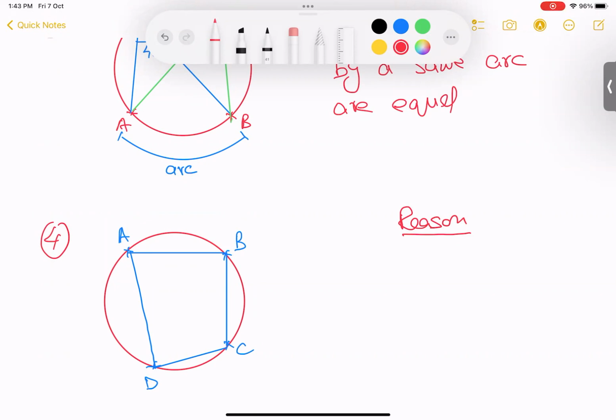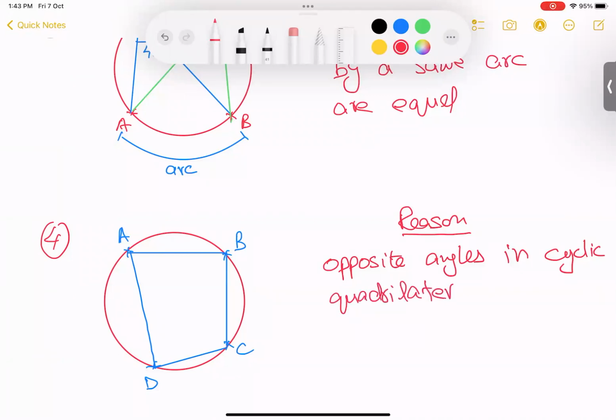And the reason is that opposite angles in a cyclic quadrilateral are supplementary. Wait a minute, let me explain what a quadrilateral means.